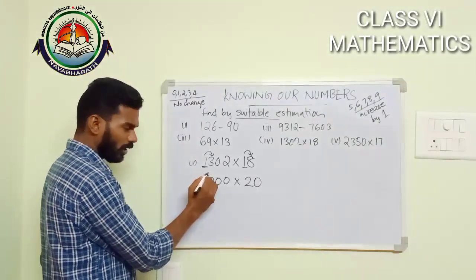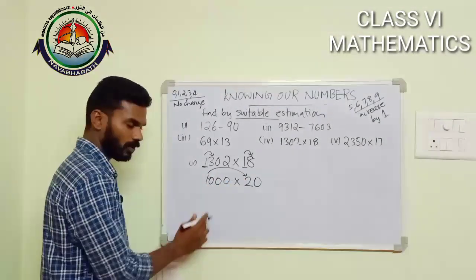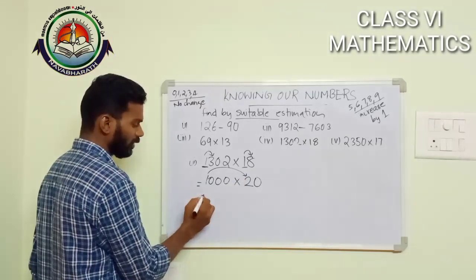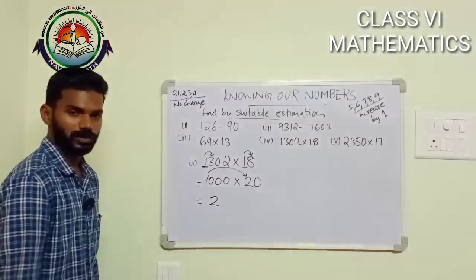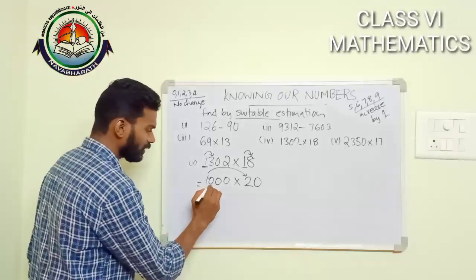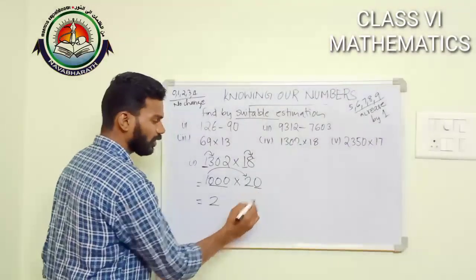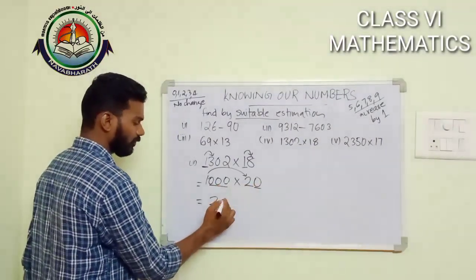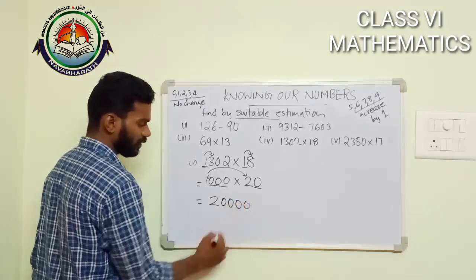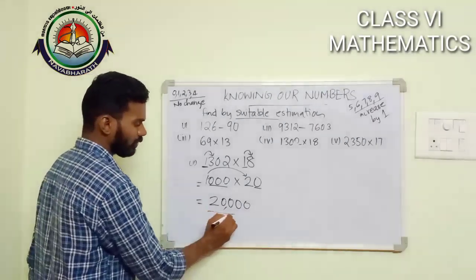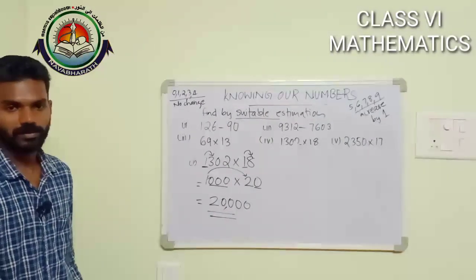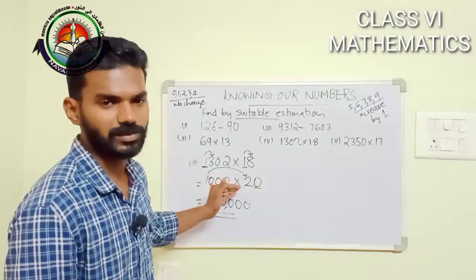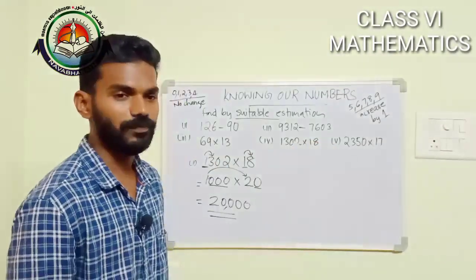Now how can this calculation be done? 1 into 2, that would be equal to 2. Then how many zeros? 3 zeros here, 1 zero here. 3 plus 1, 4 zeros. Clear? What would be the answer? 20,000. So I hope you are clear about this. Now let's do the fifth problem.